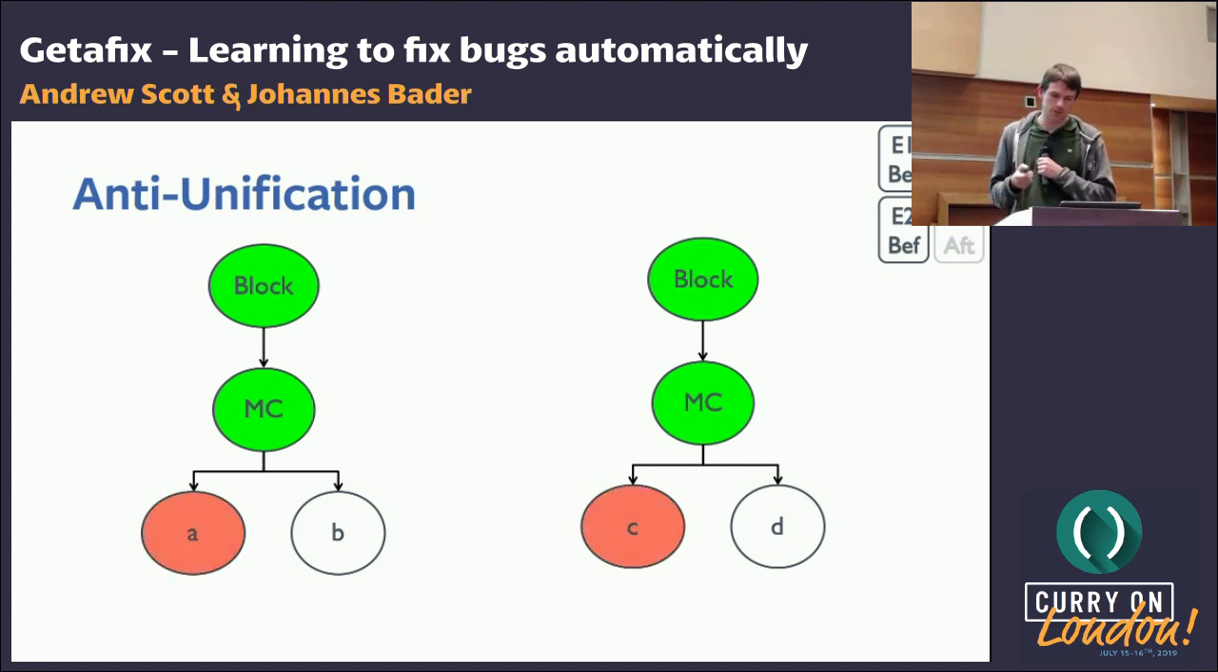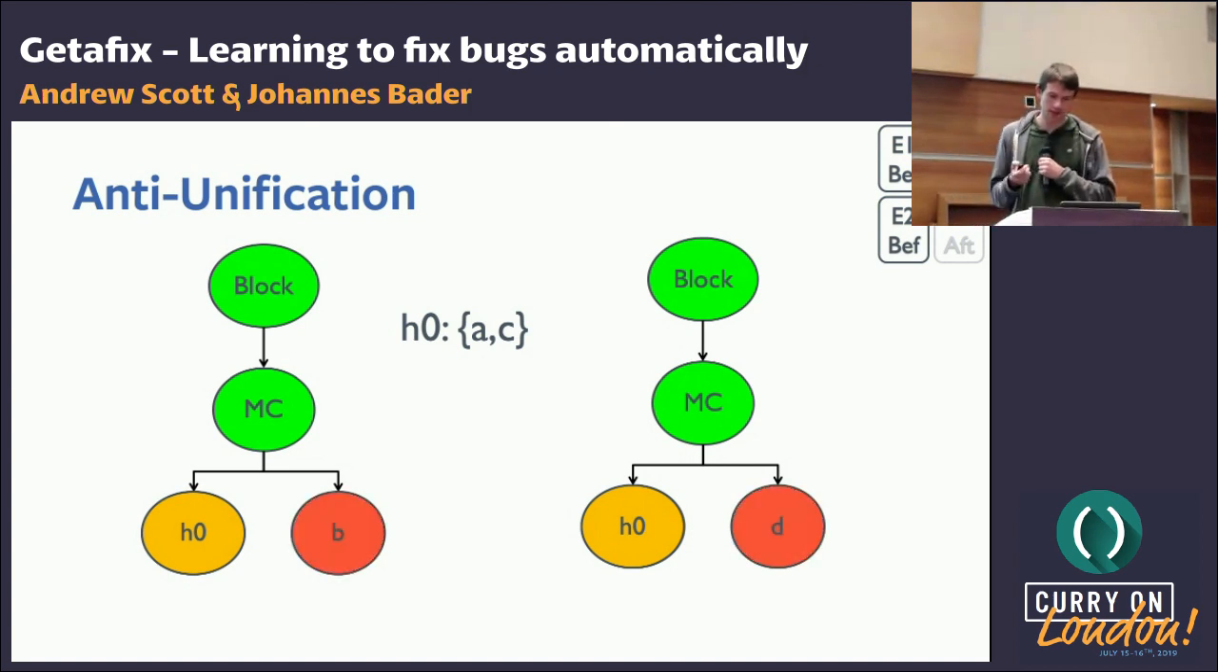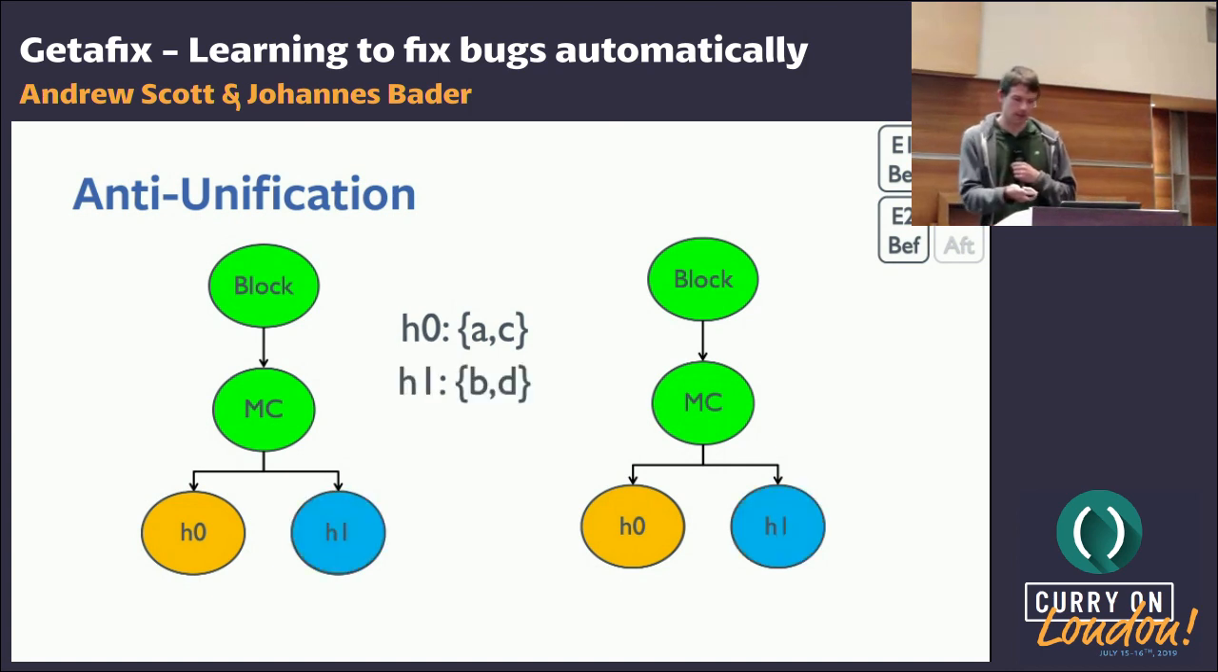However, when we get to A and C, these nodes have different values, so we have to make a substitution here. So we'll call it H0, and remember that it corresponds to A in the first edit and C in the second edit. We'll continue along. Now we again hit two nodes which differ, so we'll create another substitution here. And remember that H1 corresponds to B in the first tree and D in the second.